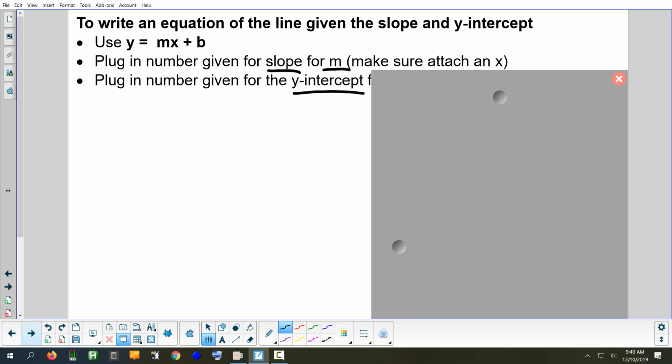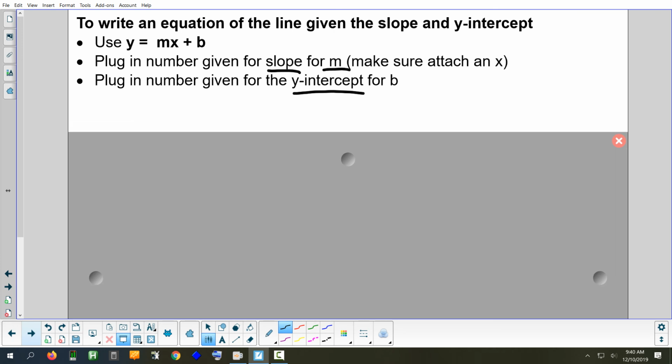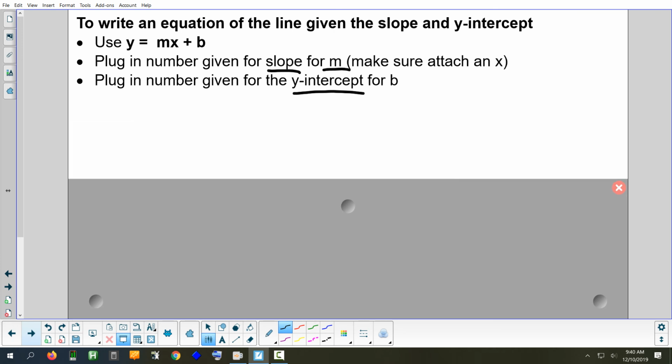And then the second line says, plug in number given for the y-intercept. And what letter are we going to plug the y-intercept in for? B. The b. Yep, so we're going to plug that in for b. And that's it. That's all you have to do. There really is no arithmetic. There's no solving anything. The other ones are a little bit more work. We're going to have to use like rise over run and all that stuff. But this is the easiest one.